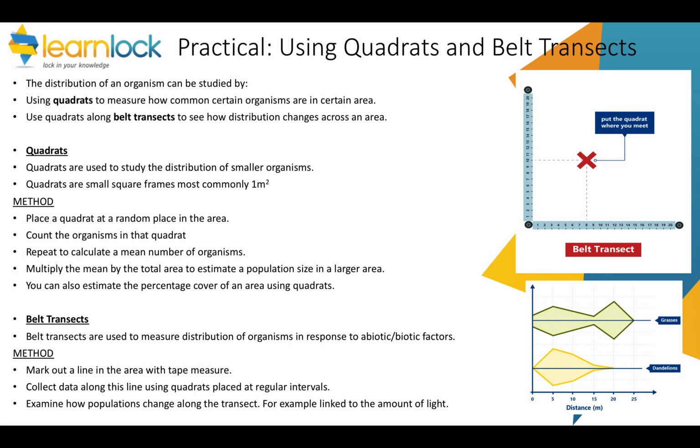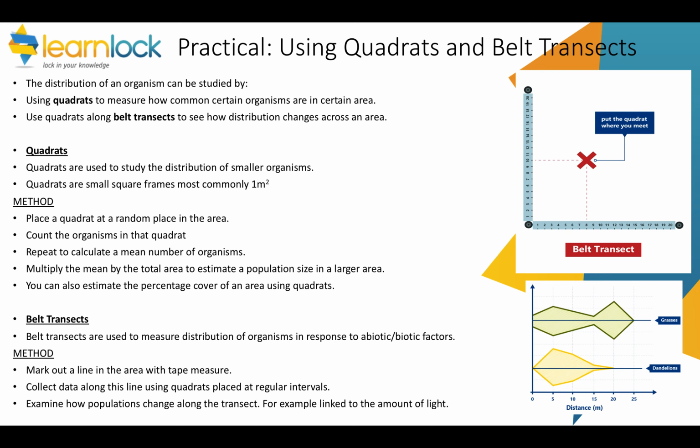Now you can either multiply the mean by the total area to get an estimation of how much would be in that area, and you can also use it to estimate the percentage cover, so how much of the area is being covered, rather than counting absolutely everything in the area.